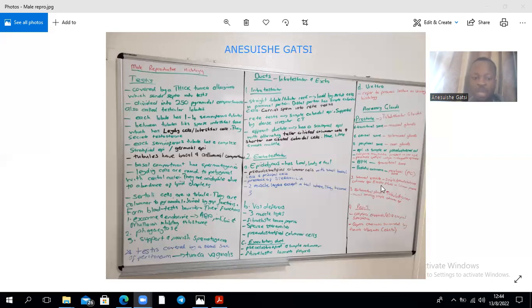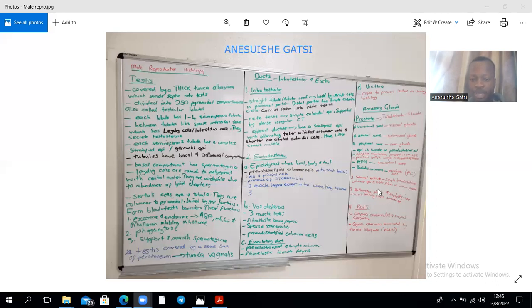Then I won't talk much on cancer of the prostate, but it'll be quite key to remember that the grading system for prostatic cancer is the Gleason score. The grades range from 1 to 5.